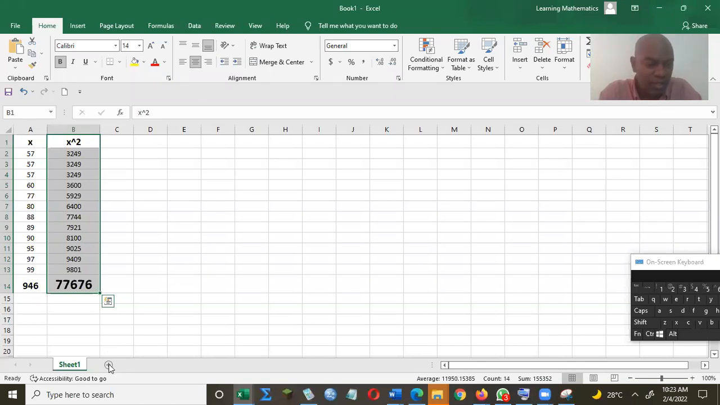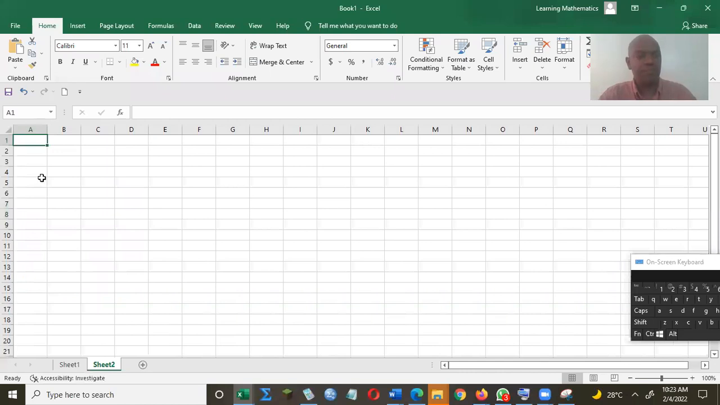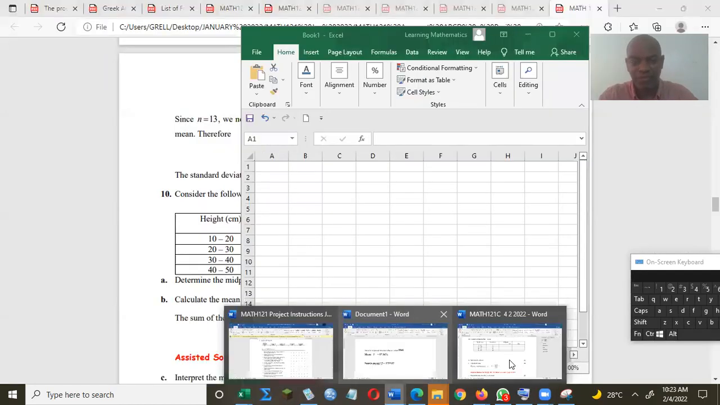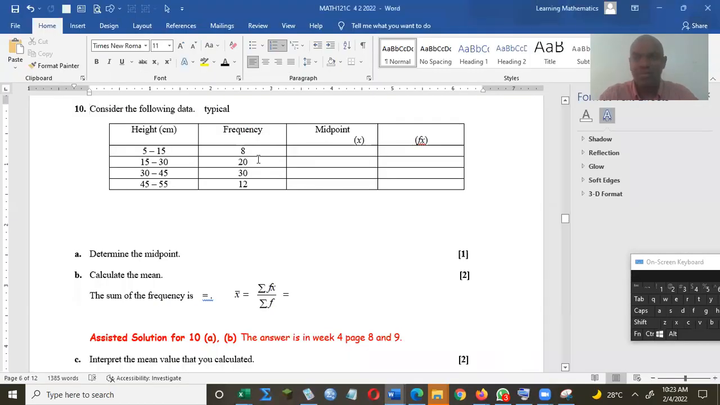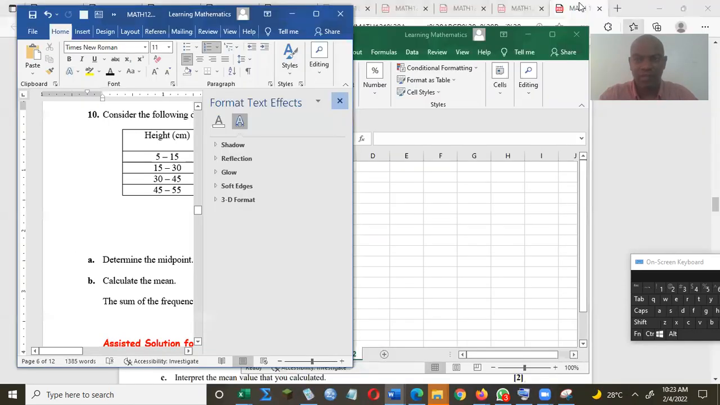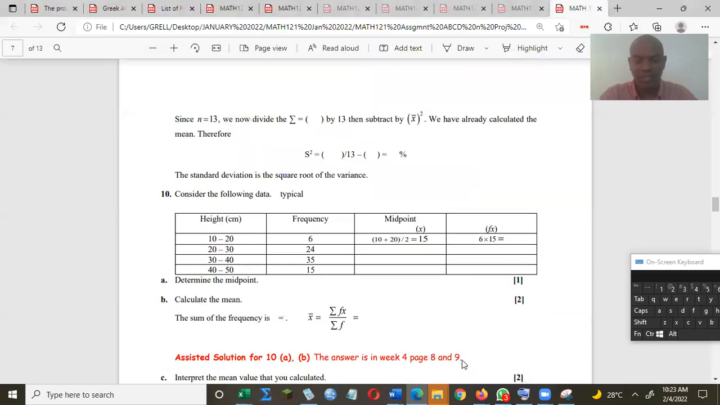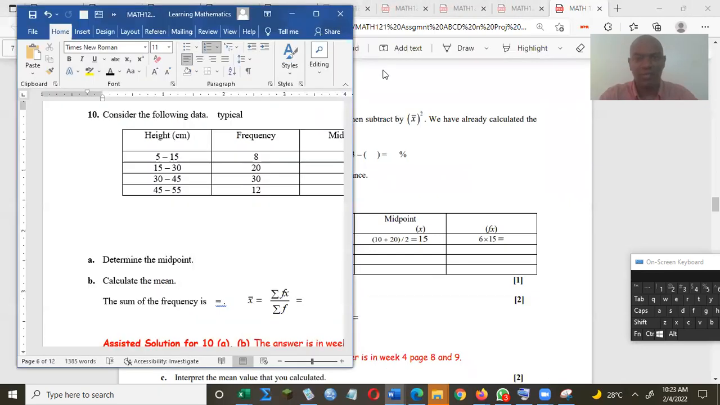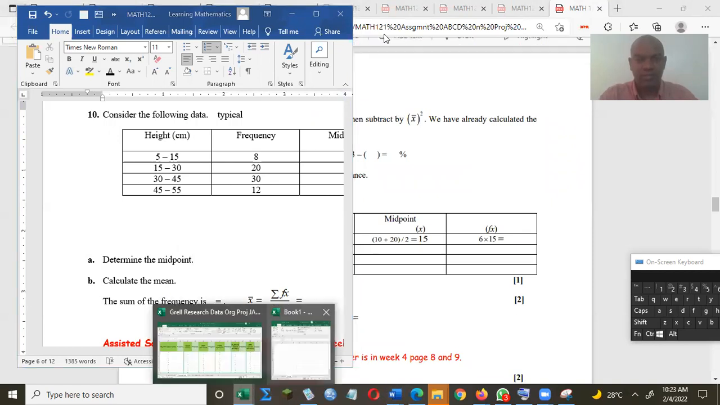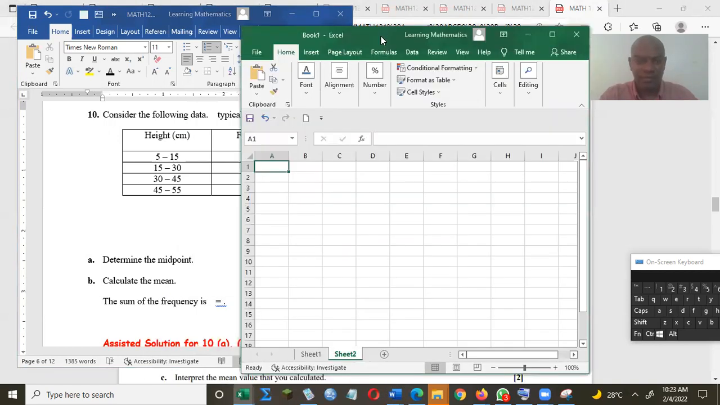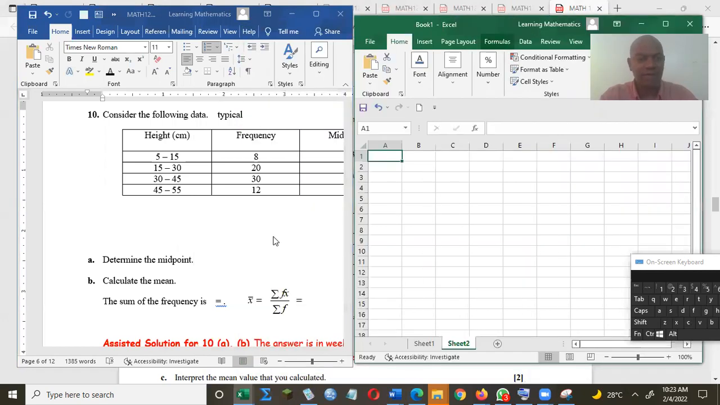Let's open a new sheet. Let's minimize this a little bit. So I'm going to demonstrate this using Excel, using the values in the worksheet that I have here. You can see the values are different from the assignment values. Yes, 10 and 20, but I have 5 and 15. Open Excel. Put them side by side.